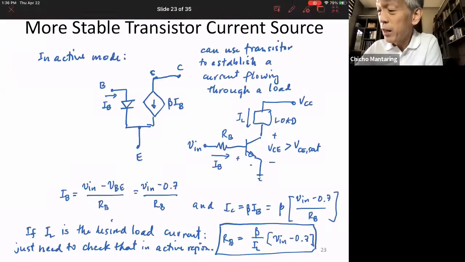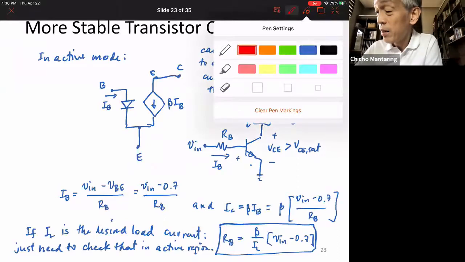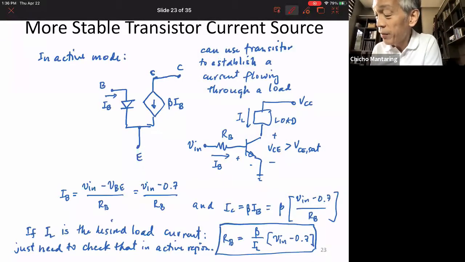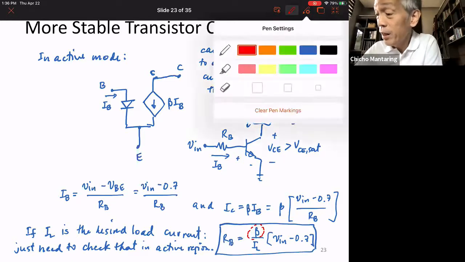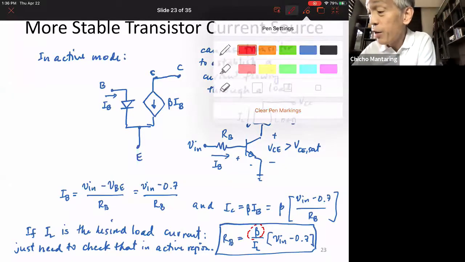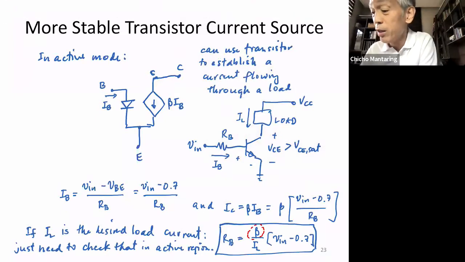If you take a look here, okay, itong betang to, yung value ng RB natin is very much dependent on beta. Is that good or bad? Well, actually, it's not good. No, it's not good. Why?